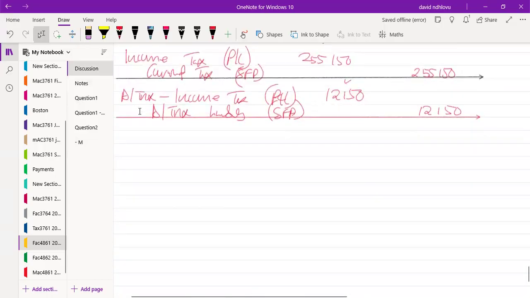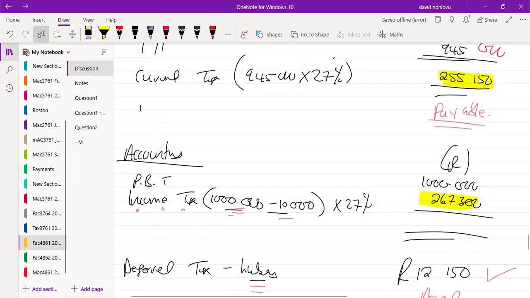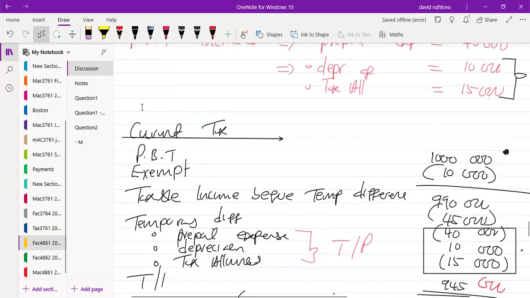Right. So the 12,000 in this instance is going to be a deferred tax liability. It's going to sit under the non-current liabilities in the statement of financial position. The current tax amount, this leg here, is going to sit under the current liabilities, right? Because we are going to pay it in the next year. So it's a current liability. And you'll be done with that particular transaction.